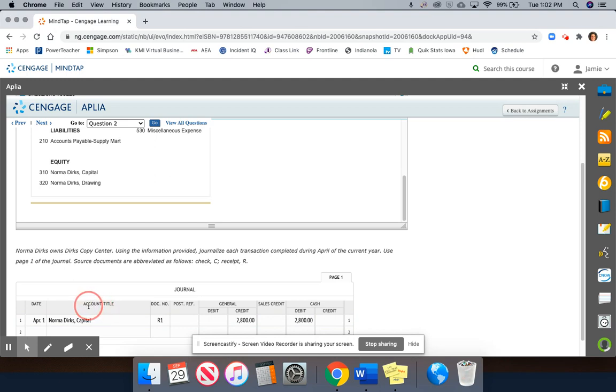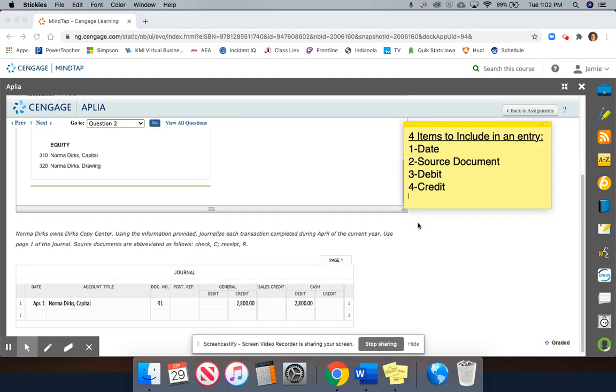So anyone who's looking at this, the account title column, Norma Dirks, is labeling what's in the general columns. So that is transaction number 1. We have the date, we have the source document, a debit, and a credit.